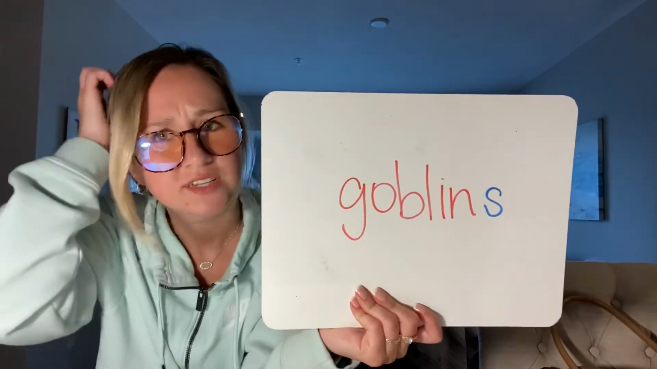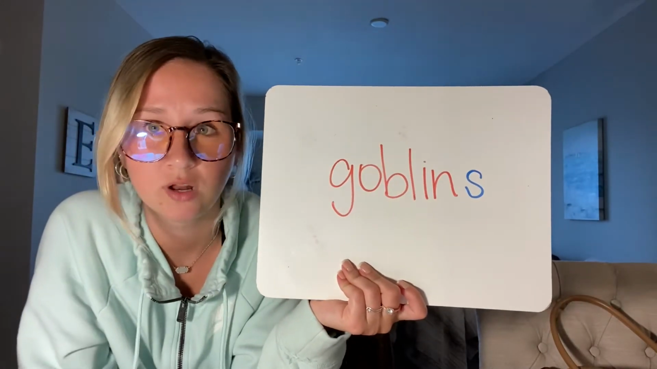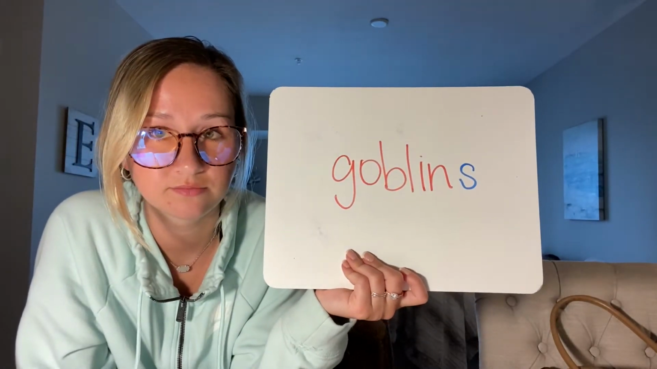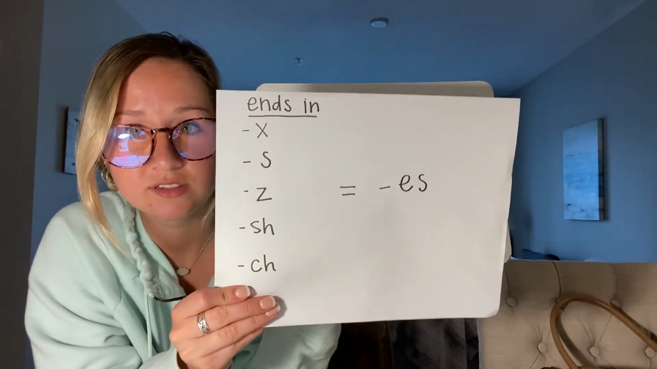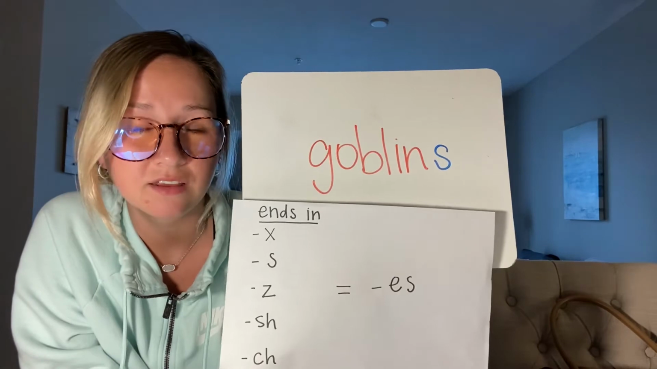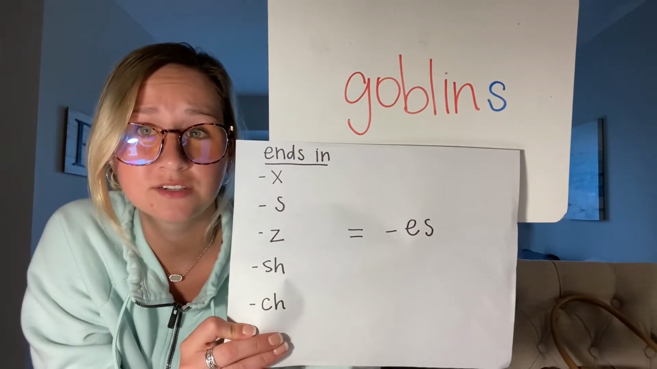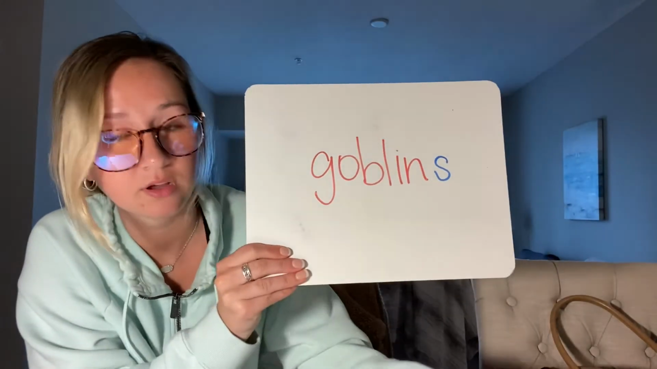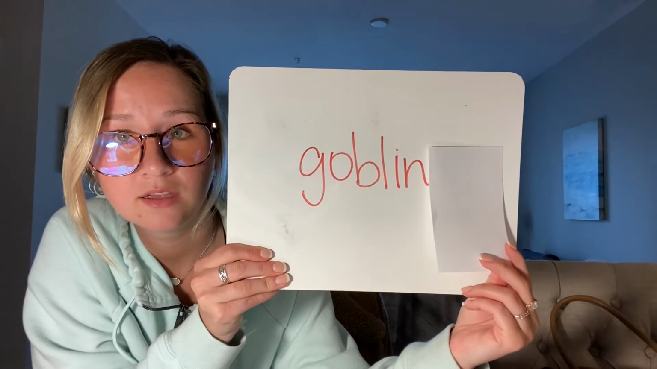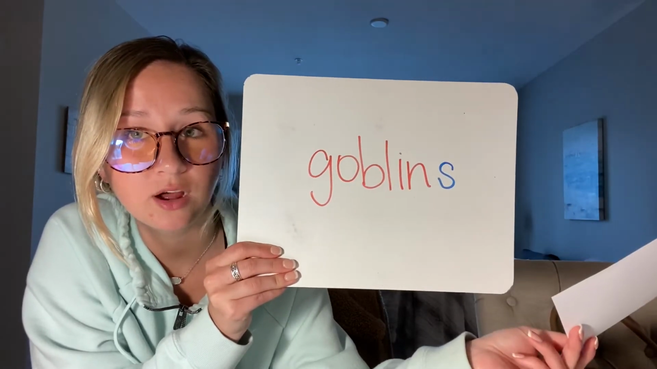So why did we just add the S? Why didn't I add ES? Because our word doesn't end with any of these. Our base word ends with an N. So that's not on our list. So we just give it the S suffix from goblin to goblins. One goblin, two goblins. Okay, let's try another one.